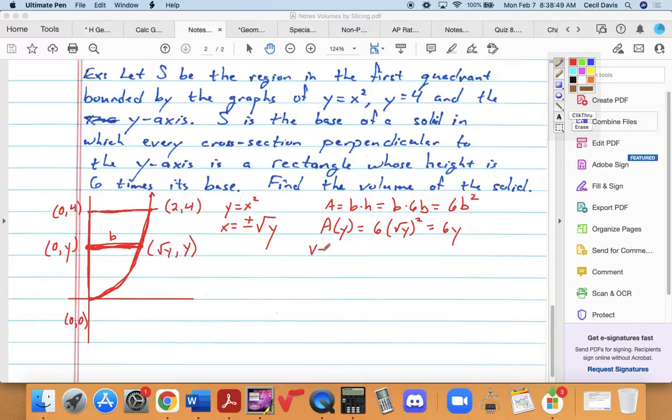So my volume will be the integral of the area. And again, this is with respect to y. So what should my limits of integration be? 0 and 4, exactly right. Because we're going to start slicing down here where y is 0, and we'll keep slicing until we get up here where y is 4. So that's going to be what? 3y squared from 0 to 4 is 48.